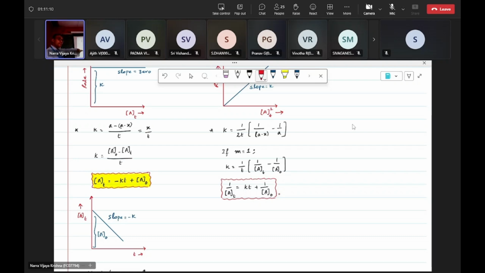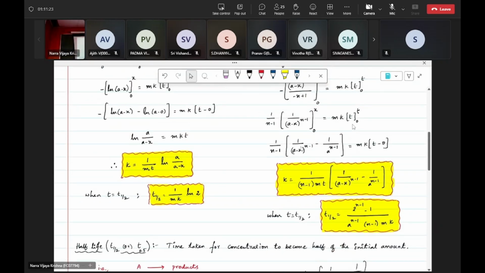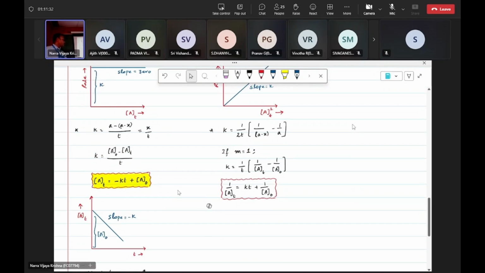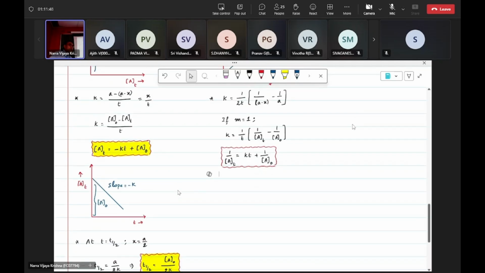What will I write here? If it is zeroth order, you will here also get m, or not? You will get mt. So if the stoichiometric coefficient m is not equal to 1, what will I write? K equal to x upon mt. K equal to a naught minus at upon mt. Kt equal to minus mkt plus a naught. Then slope equal to minus mk. Clear? Any questions? Don't get confused, sir.